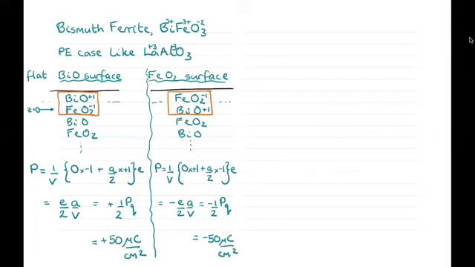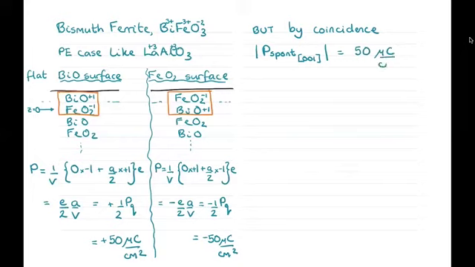And this is interesting because, completely by coincidence, the size of the spontaneous polarization in the 0,0,1 direction in bismuth ferrite is 50 microcoulombs per square centimeter.